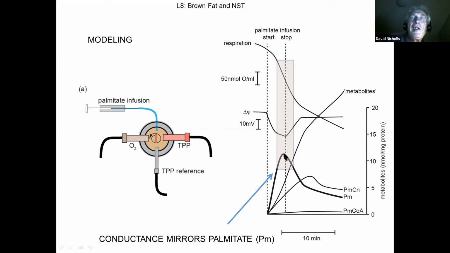And immediately the fatty acid concentration starts to fall because it continues to be activated and oxidized by the mitochondria. It's no longer being delivered. And the concentration of palmitate falls. And in parallel with that fall of palmitate concentration, the conductance decreases, the membrane repolarizes, and respiration goes back to a basal rate. And other intermediates like palmityl-CoA or palmityl-carnitine simply do not correlate with this increase in conductance.